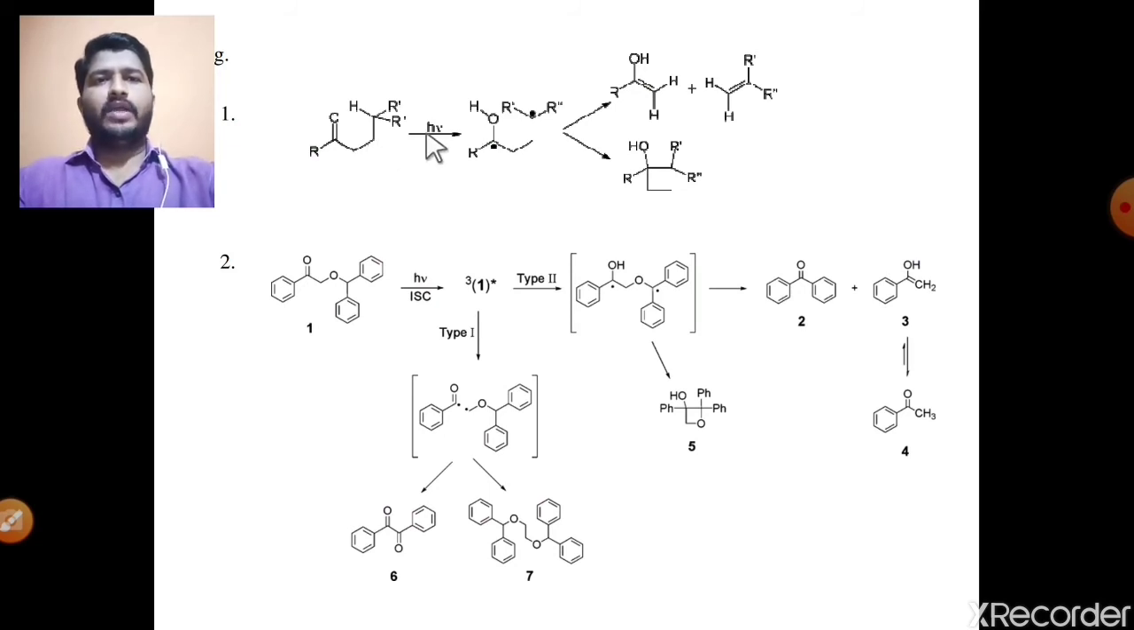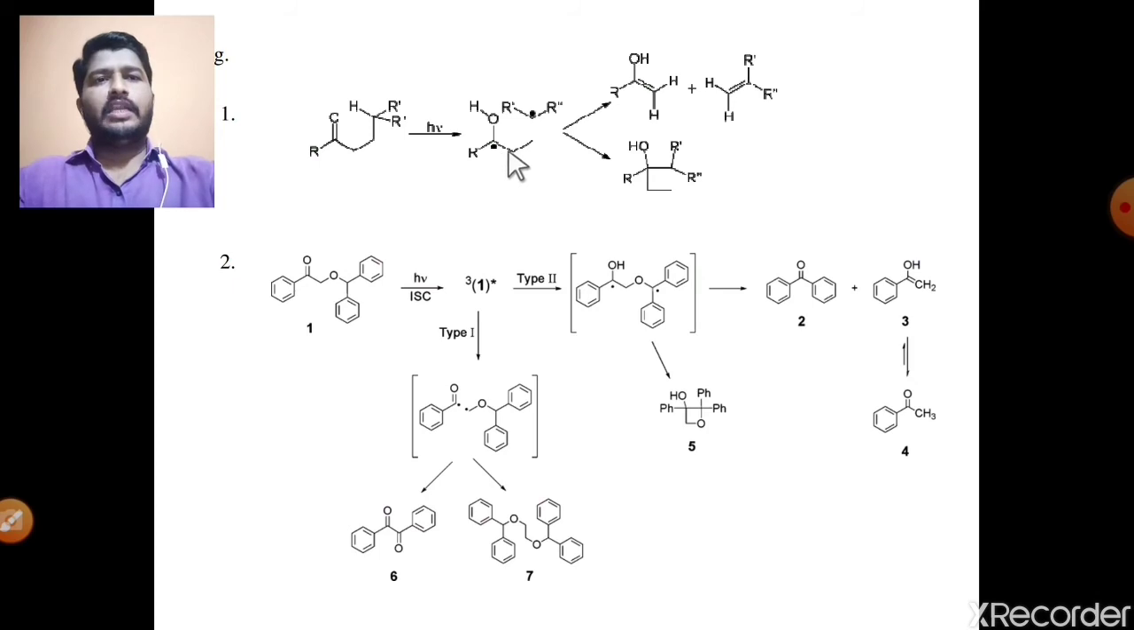Okay, see one by one. By absorption of light radiation, the first step is abstraction of an H radical from the gamma position. The O radical is converted into OH, and there is a formation of another two radicals, a C radical at the carbonyl carbon and a C radical at the gamma position.